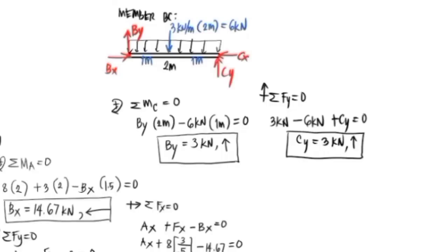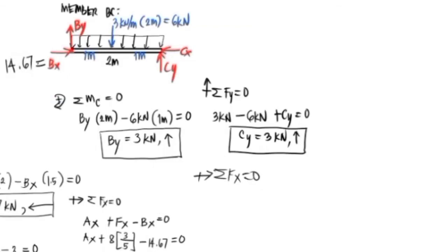Kung babalikan natin yung member BC, so since hindi pa natin nakukompute yung value ng CX, what we are going to do is to summate force as horizontal is equal to 0, taking the direction to the right as positive. Since we already computed for the value of the BX, which is 14.67 kilonewton, so since to the left siya doon sa member AB, so meaning tama yung assumption natin dito sa member BC that BX is directed to the right with the magnitude of 14.67 kilonewton.